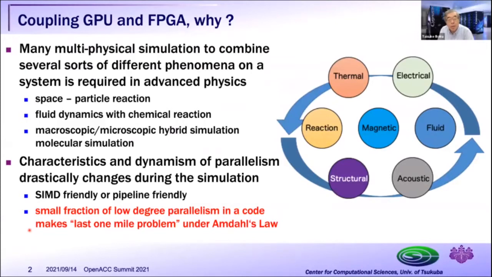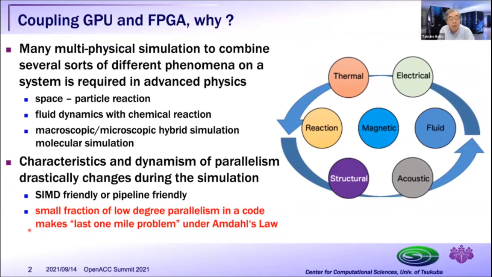In a multi-physics problem or simulation, there are multiple phenomena from the physics, like thermal, electric, magnetic, or fluid dynamics, and so on. The problem here is that each element of the computation is totally different or varies in some characteristics or behavior. Some computation is really SIMD style and suitable for GPU, but another one is not memory bandwidth bottlenecked, but has different conditional branches and is not suitable for the GPU, and so on. I will show the FPGA later.